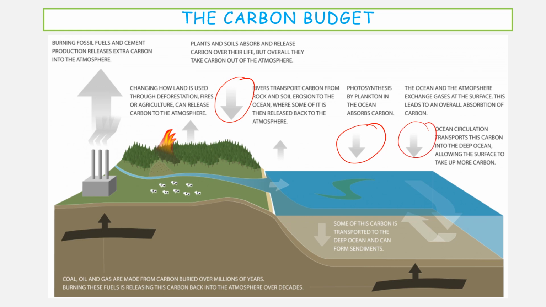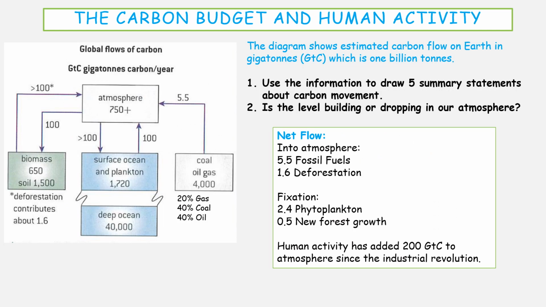So at the minute there is a higher amount, a net release, of carbon dioxide back into the atmosphere because of fossil fuel combustion and deforestation and fires. So we need to understand this carbon budget and human activity. So the diagram here puts some numbers onto the carbon budget.